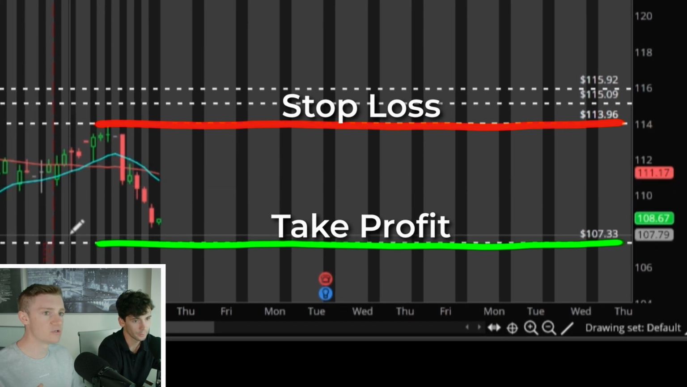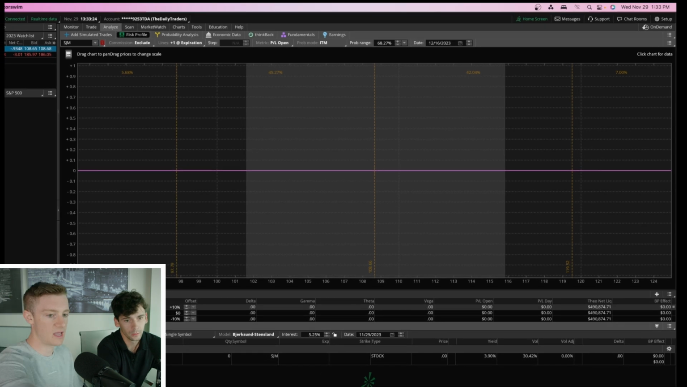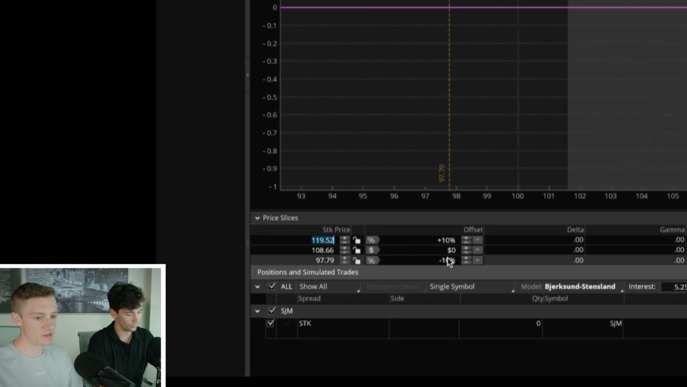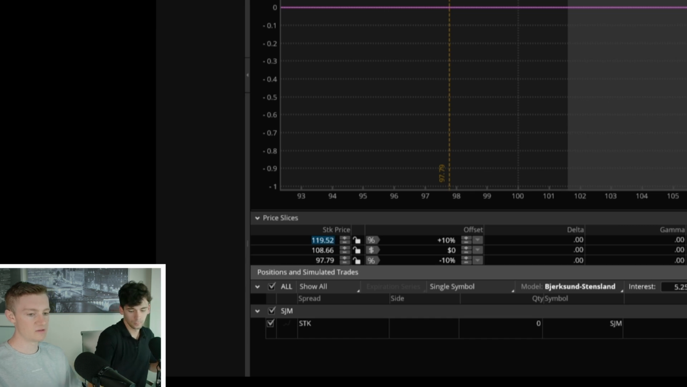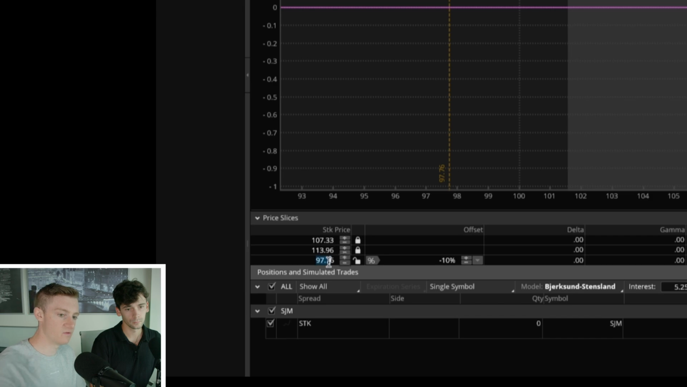Let's head over to the Analyze tab, and let's enter your take profit, which is going to be 107.33 here. The strike price is where you're going to enter your stop loss and take profit. So 107.33, and 113.96. And then we can just zero this out if you want. That's just another area where you could put another level.